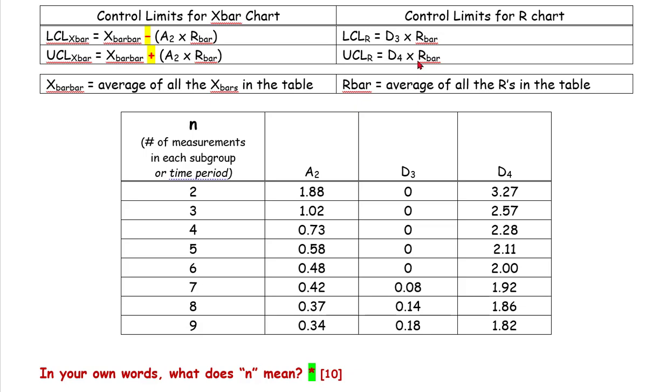So lower control limit for R is going to be equal to 0 times R bar, which is of course going to be 0. The upper control limit of R is going to be D4, which is again N equals 4. Here is our D4, 2.28. So we use 2.28 times whatever our average of our R values are in our table.